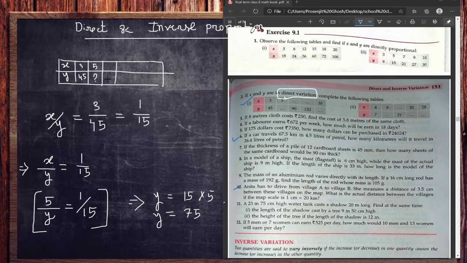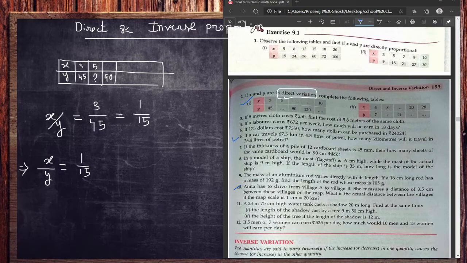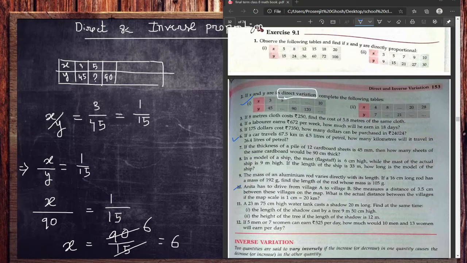Let me do another one for you. Next one, 90, the value is given for y. So this time we need the value of y as 90 and we have to find the value of x. So put the value over there, 1 by 15, as it is always constant. So find the value of x. That is 90 and this is 15. So finally you can see that it will cut by 15 and the value of x will be 6. So in the place of this you can put 6, the value of x.